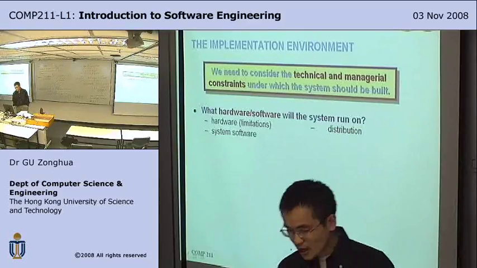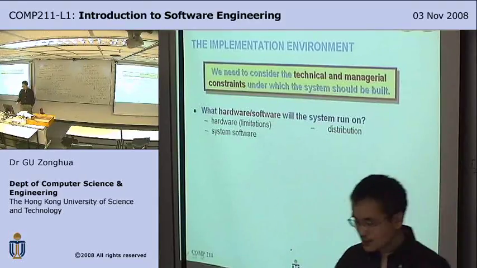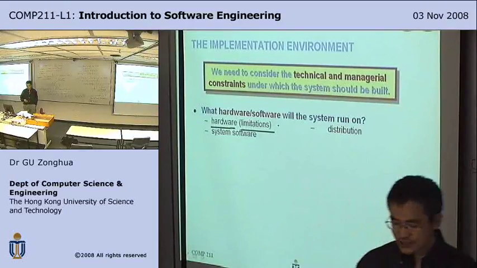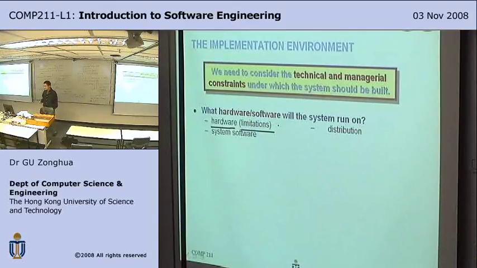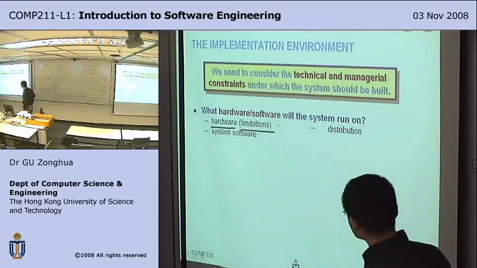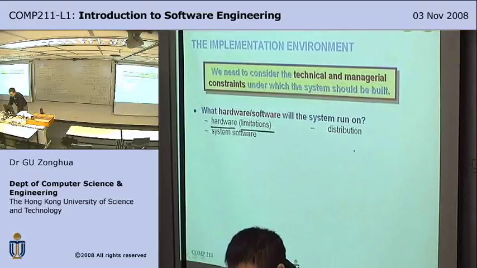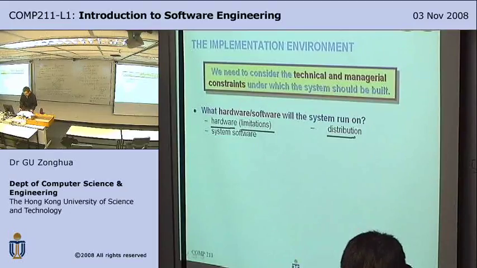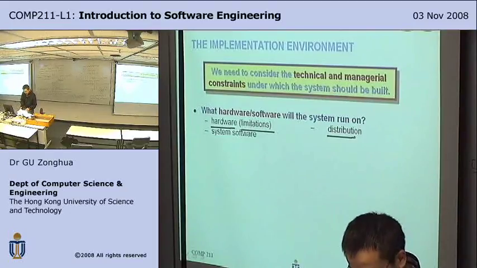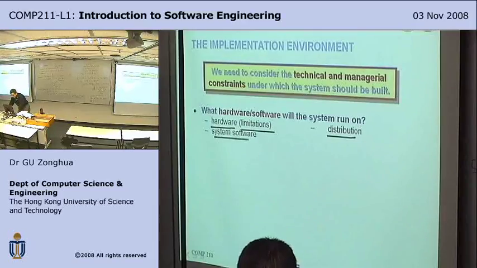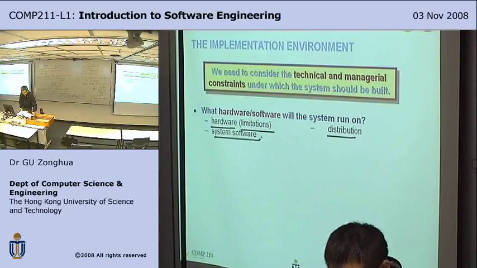So what hardware and software will the system run on? Hardware with their limitations. If you're developing scientific computing software that runs on a supercomputer versus a mobile game that runs on a cell phone, you have different hardware limitations. Distribution: will your system be a centralized system or a distributed system? Or system software: is it running on Linux or Windows?